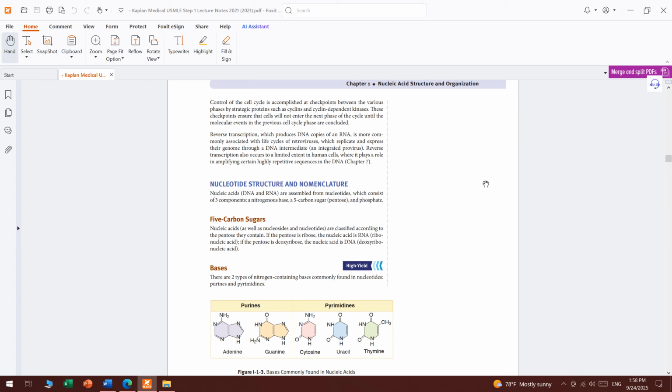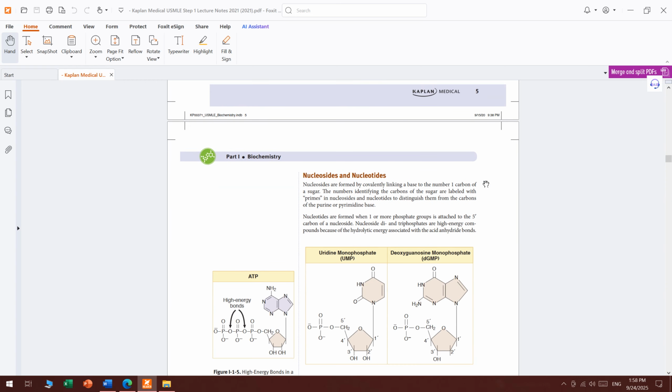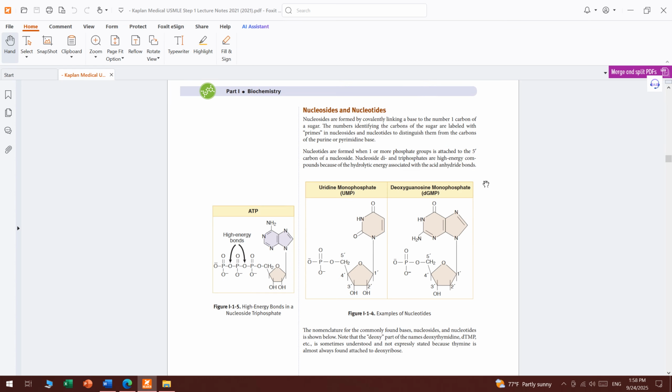Nucleosides and nucleotides. The assembly of these components follows a specific order. Nucleosides are formed when a nitrogenous base is covalently linked to the number 1 carbon of a 5-carbon sugar via a beta-N glycosidic bond. To differentiate the carbons of the sugar from the carbons within the purine or pyrimidine base, the sugar carbons are labeled with primes.